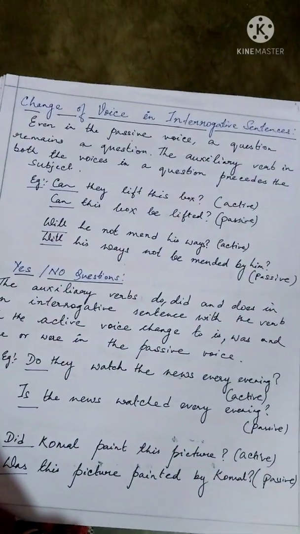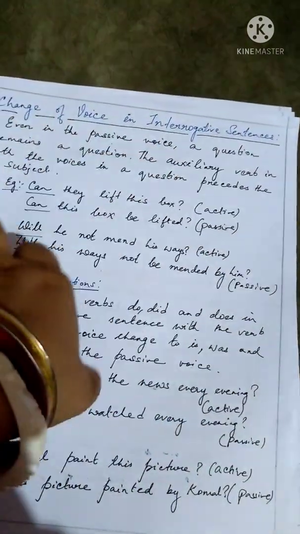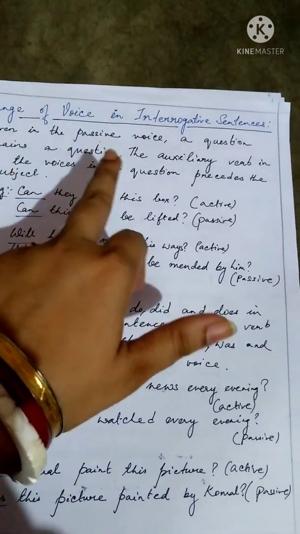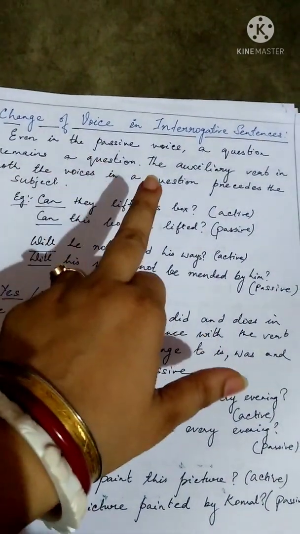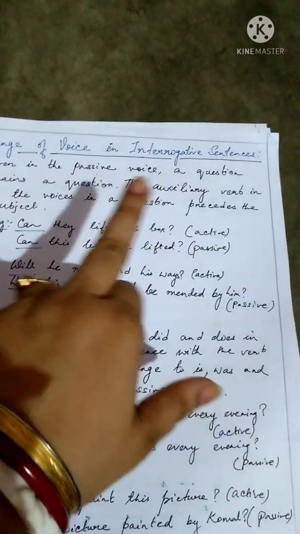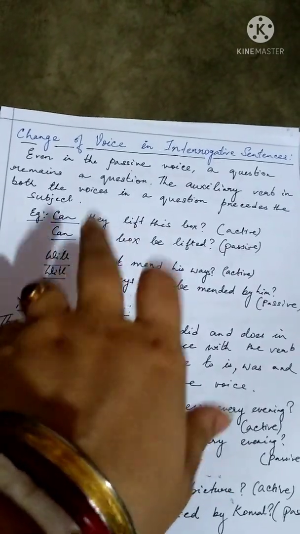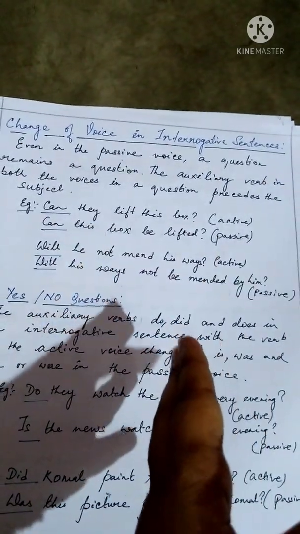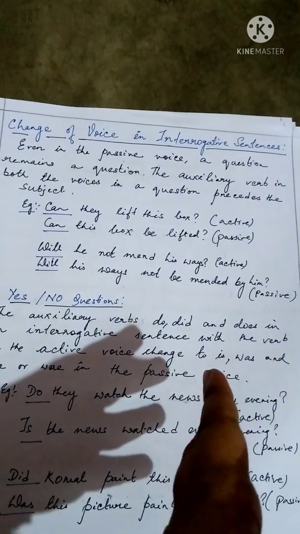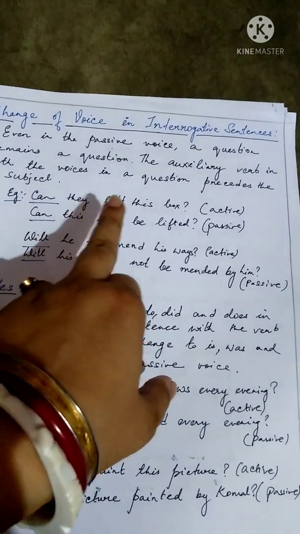Now, another very important topic in voice, that is change of voice in interrogative sentences. Even in the passive voice, a question remains a question. The auxiliary verb in both the voices in a question precedes the subject. So the auxiliary verb always comes before the subject, both in active and passive. Let us see the example. Can they lift this box?